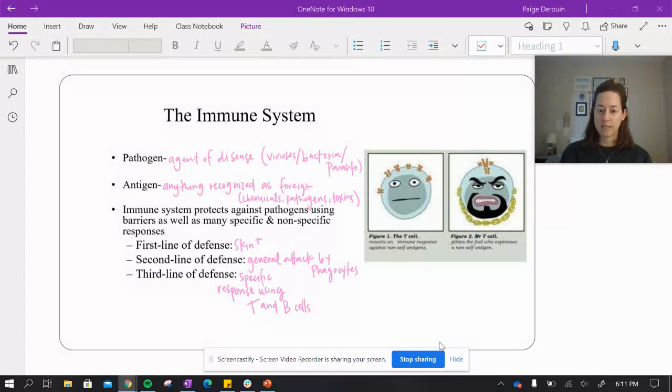T cells and B cells are going to be responsible for fighting and remembering very specific pathogens. You have memory versions of both of these cells. In general, T cells are going to be responsible for killing infected cells, and B cells are going to be responsible for neutralizing the pathogen using antibodies. And that's called the humoral response.